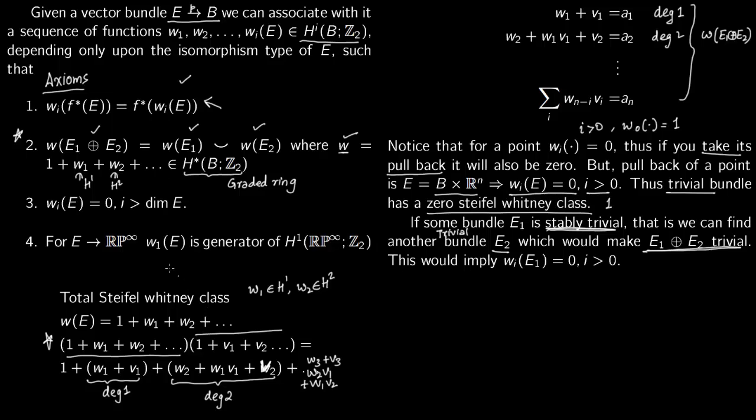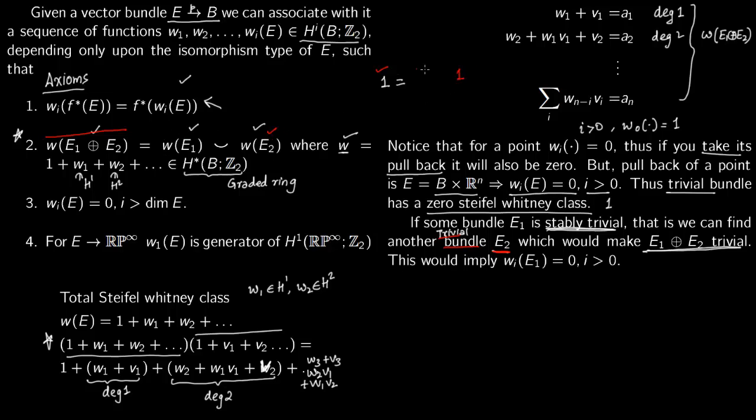And obviously now we are going to apply this axiom 2 here. So if this E1 direct sum with E2 is trivial, then this side, w(E1 direct sum E2), will just be 1, because w1 would be 0, w2 would be 0, and so on. So this side I have written as 1. Now E2 is also a trivial bundle, so this is also 1.